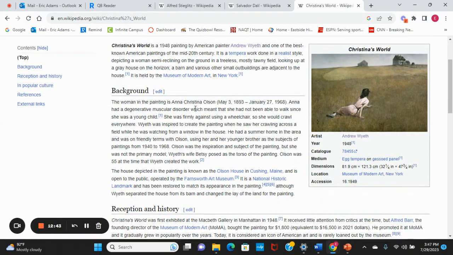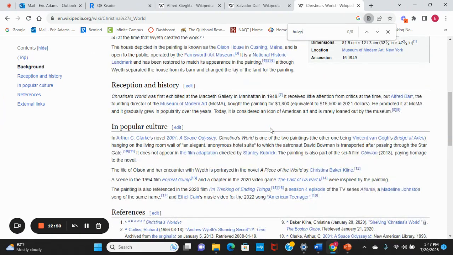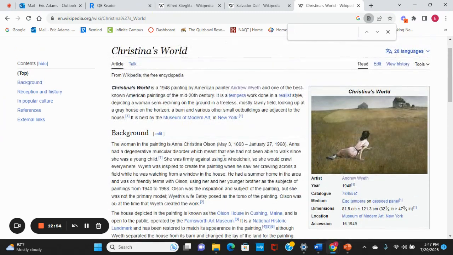The woman in the painting is Anna Christina Olson. But I thought Holga was a name associated with him, so I'm going to look at that really quickly. And I'm wrong in that. I don't know why I thought that, but it indeed was his neighbor. And I'm almost positive that there she is.